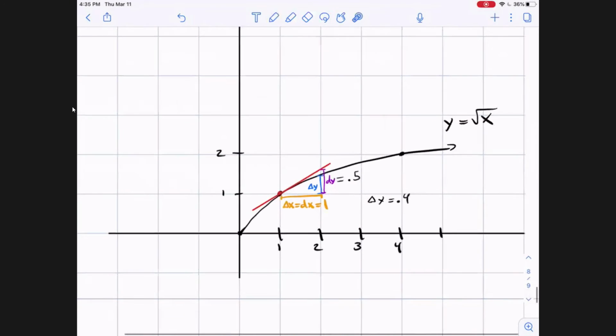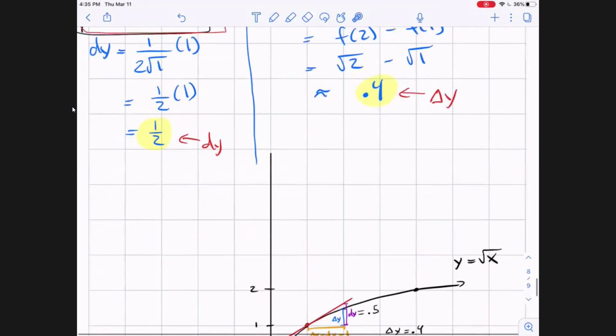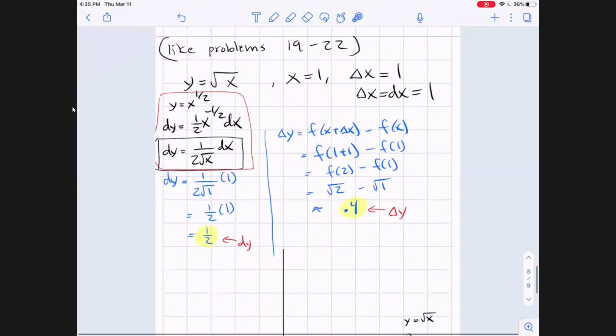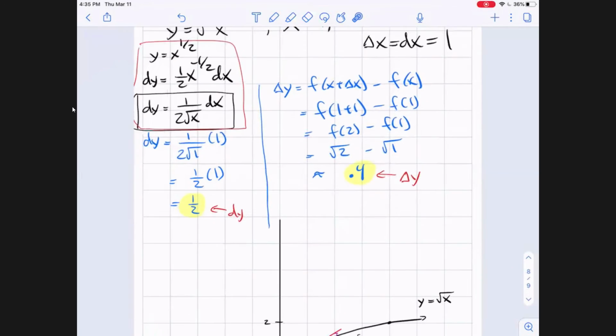Now, you might not, on problems 19 through 22, be able to draw the picture for all of them. That's fine, but at least be able to calculate the delta y and dy, okay?